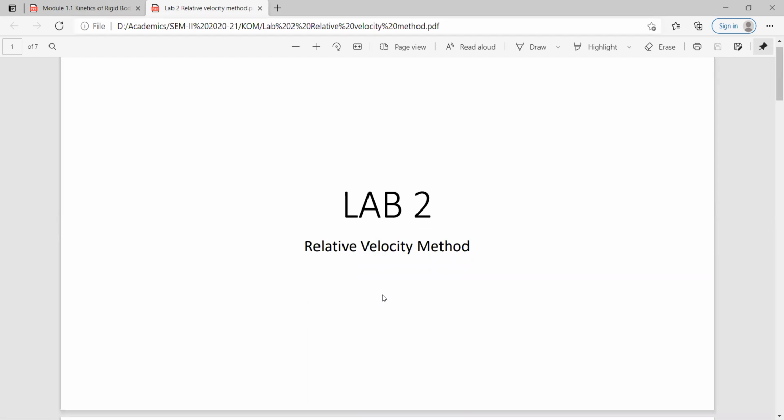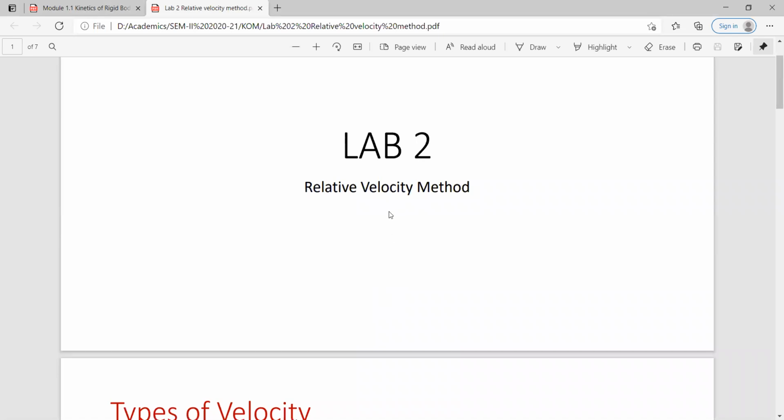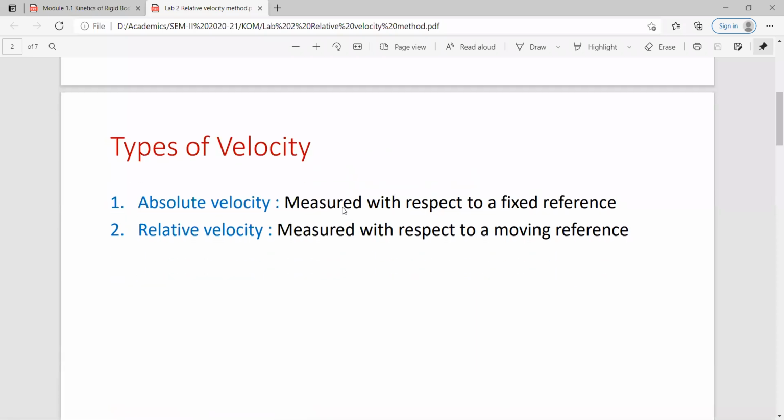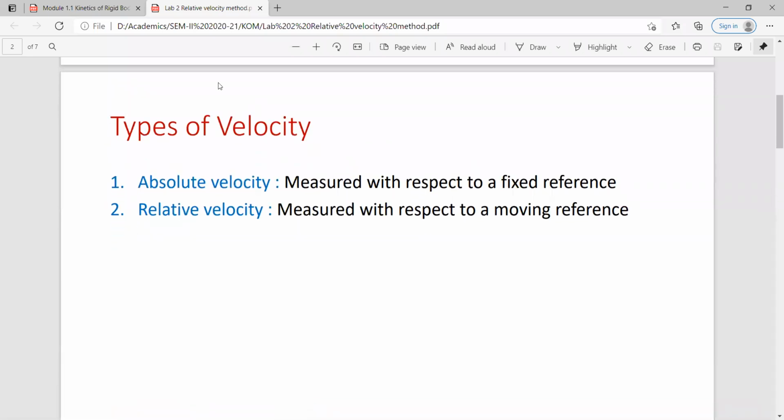It is again a very simple graphical method. You just have to understand the notations of the vectors, like how to represent a vector. So again we will revise different types of velocities. As you know, there are two types: absolute velocity and relative velocity.